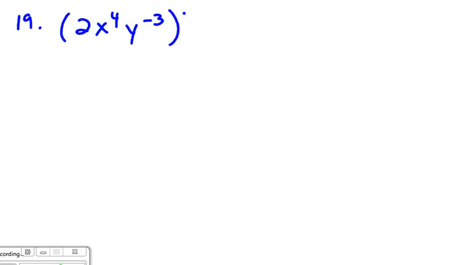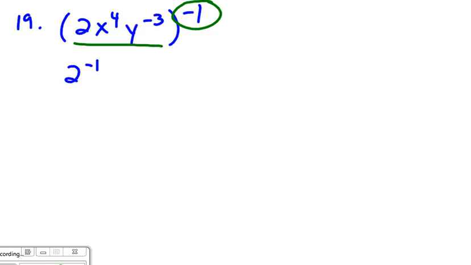So let's see, number 19, 2x to the fourth, y to the negative third, all raised to the negative 1. Okay? So I think what I would do here first is I would apply the power property. So I have this exponential expression being raised to this power. There we go, to that power, right? So everything in parentheses has to be raised to that power.